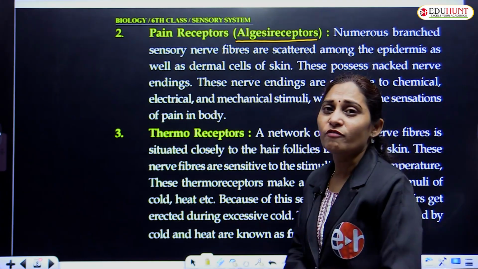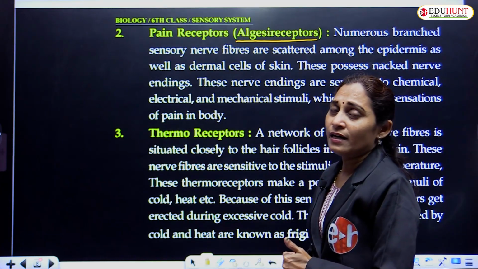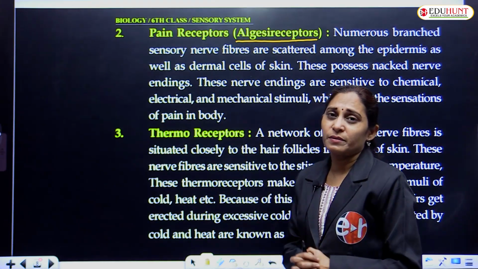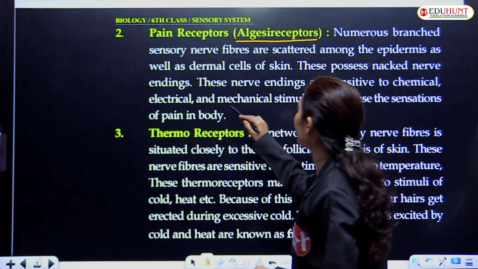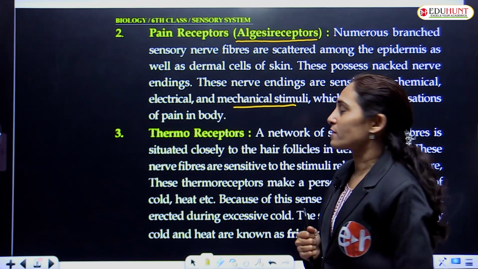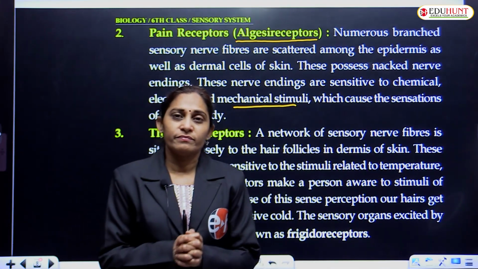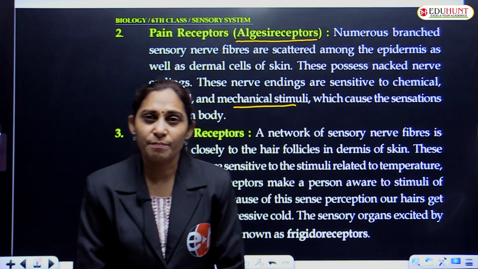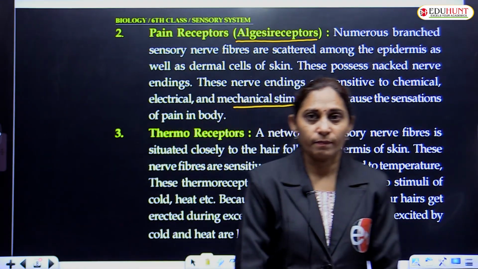Electrical stimuli ante nerve fibers that carry the signals in the form of electrical signals. Alage electrical signals are nothing but like electron movement అని చెప్తాం కదా. అలాగే chemical signals ante in the form of hormones and even mechanical stimuli, that is external, which cause the sensations of pain in the body. These are Algesi receptors, pain receptors present in the epidermis and dermal cells of the skin.